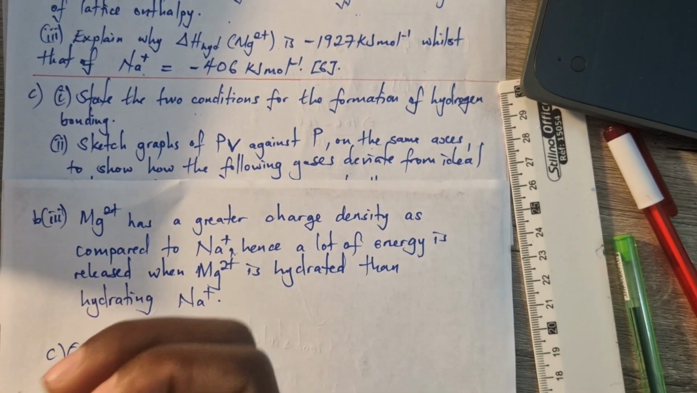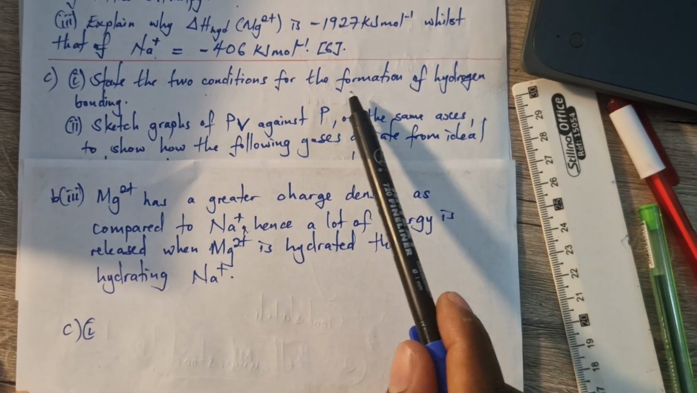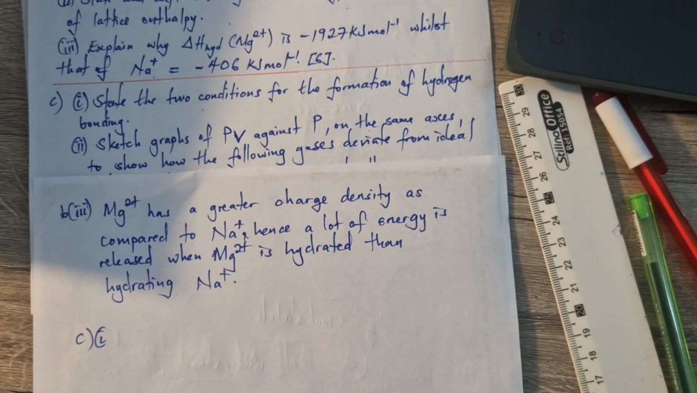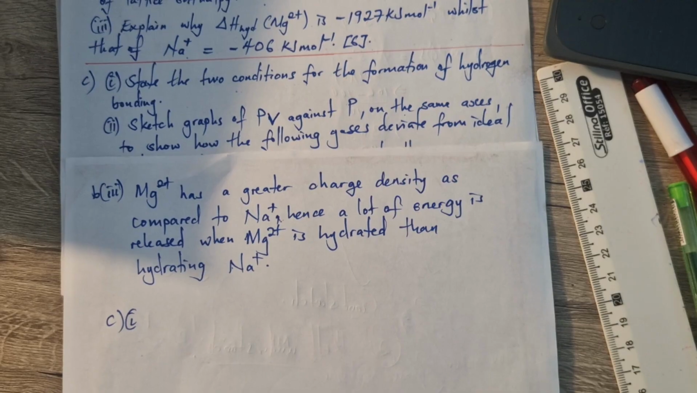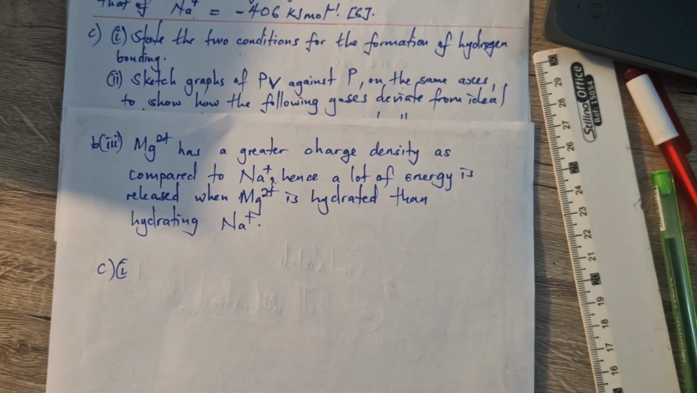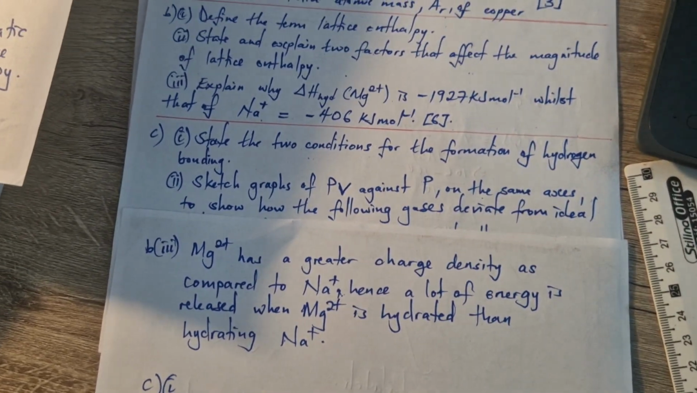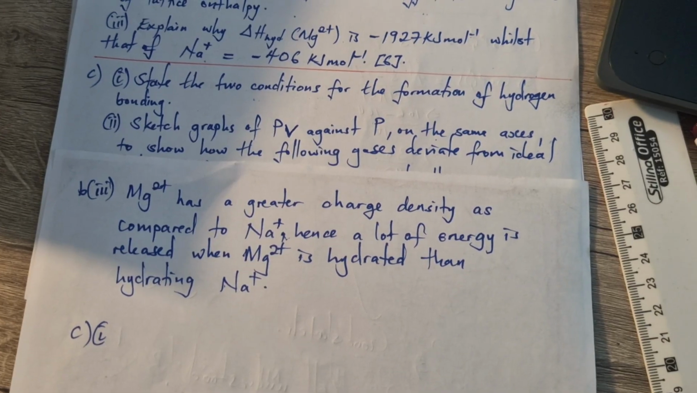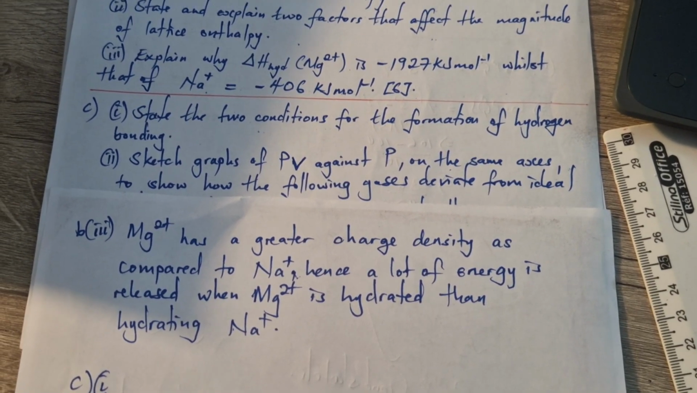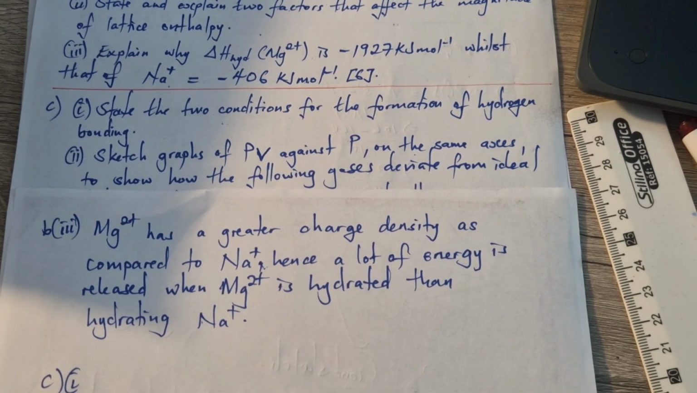Part C, item 1 is saying state the 2 conditions for the formation of hydrogen bonding. They are not asking for conditions like temperature, pressure, catalyst. Those are the conditions mostly asked in your papers. But here you have to take note, because when we talk of hydrogen bonding, they are asking what should be there for hydrogen bonding to exist.